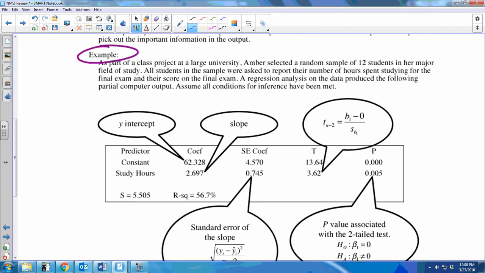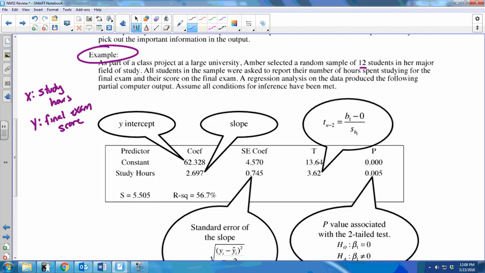As part of a class project at a large university, Amber selected a random sample of 12 students in her major field of study. All students in the sample were asked to report their numbers of hours spent studying for the final exam and their score on the final exam. So that means we have X variable, study hours, Y variable, final exam score, right? Yeah.